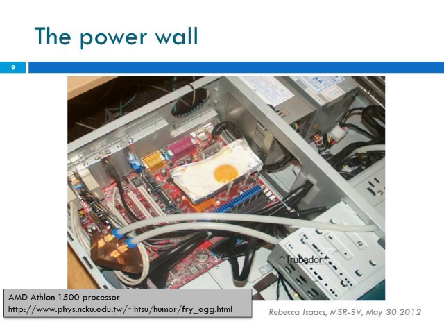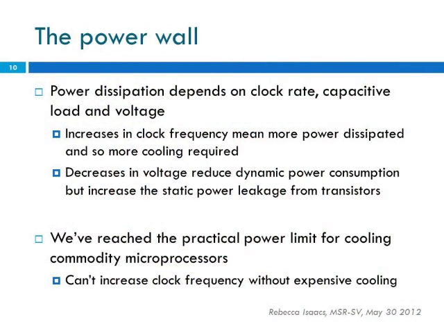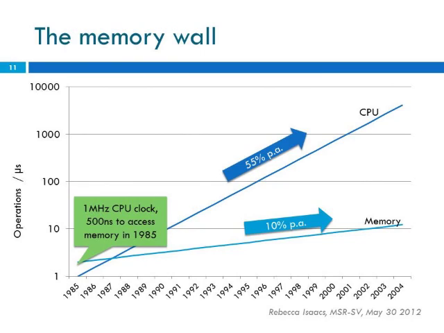First of all, the power wall. This is a kind of cute picture showing somebody frying an egg on an AMD Athlon. Okay, so what's this really talking about? Well, one of the things that drives Moore's law is that we can increase clock frequency. However, clock rate and power are correlated. So the power dissipation depends on the clock rate and on the voltage. Increasing the clock frequency means more power is dissipated, so more cooling has to be required. Correspondingly, decreases in the voltage can compensate for that by reducing the power consumption, but then you get more static power leakage. So either way, we're running into the limit of being able to cool commodity microprocessors.